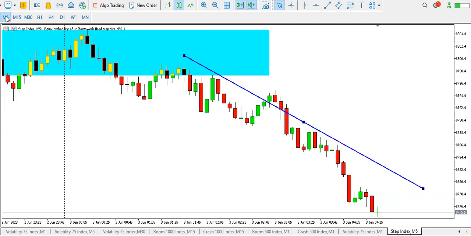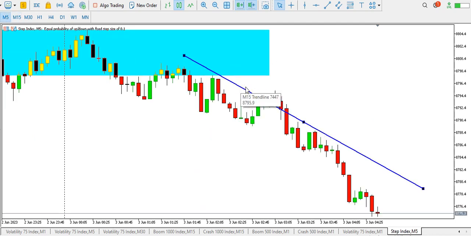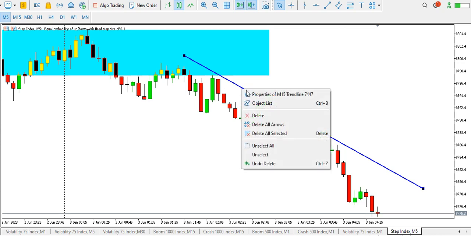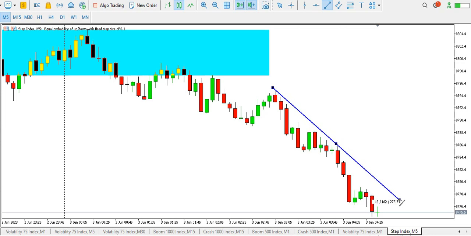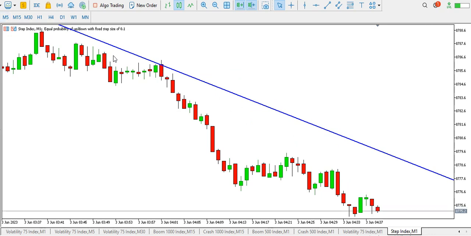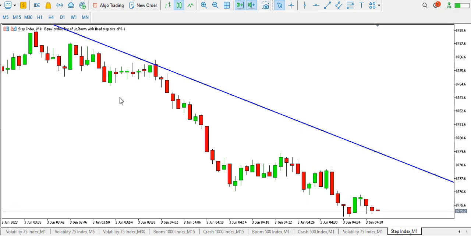On the 5 minutes time frame, price is also dropping. So for now, price of step index is bearish, so you might consider selling step index. On the 1 minute time frame, it's bearish. The bears are in control. So that's that for today's video on how to trade volatility 75 index and step index on the lower time frames.